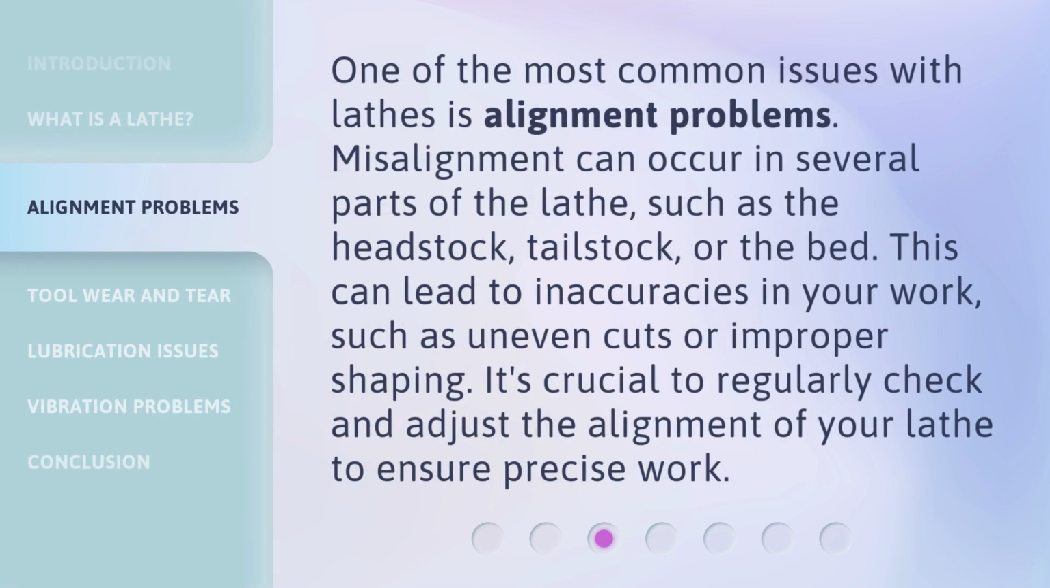One of the most common issues with lathes is alignment problems. Misalignment can occur in several parts of the lathe, such as the headstock, tailstock, or the bed. This can lead to inaccuracies in your work, such as uneven cuts or improper shaping. It's crucial to regularly check and adjust the alignment of your lathe to ensure precise work.